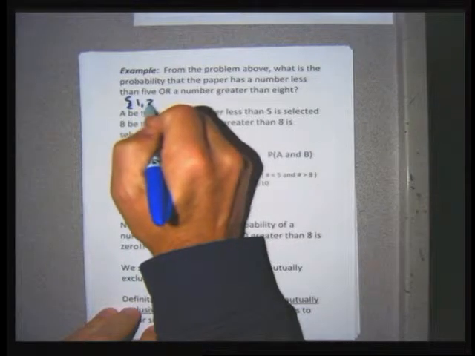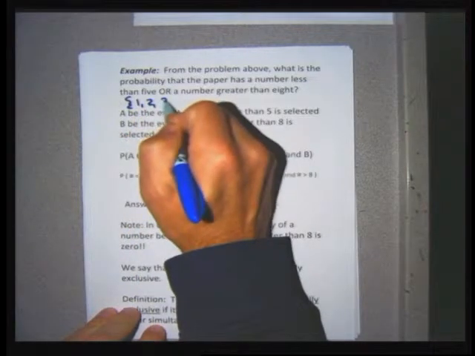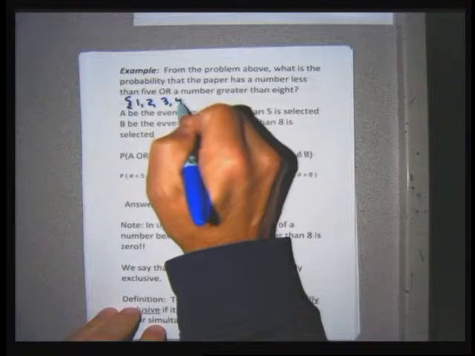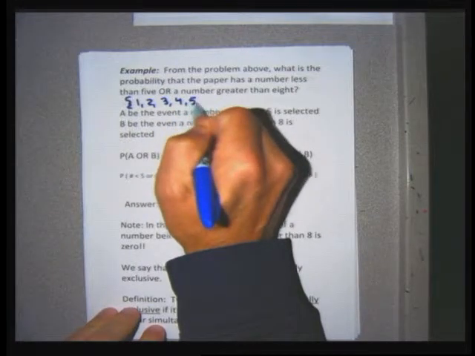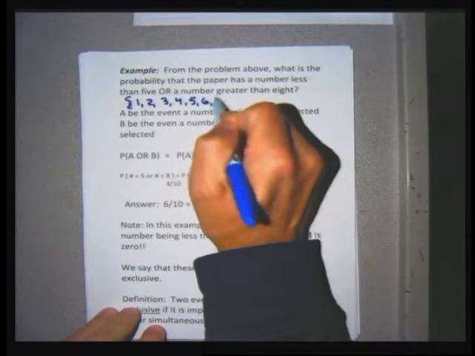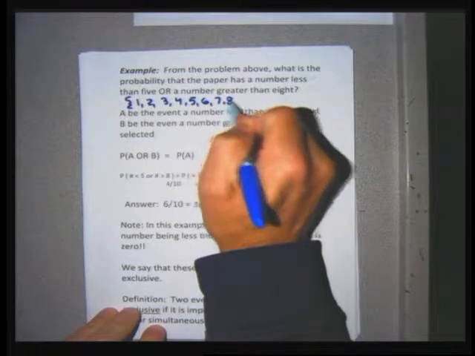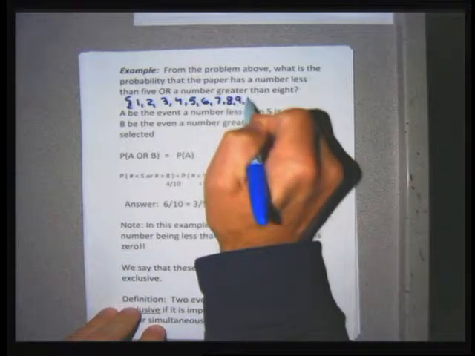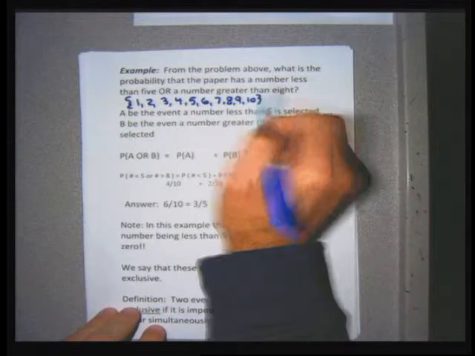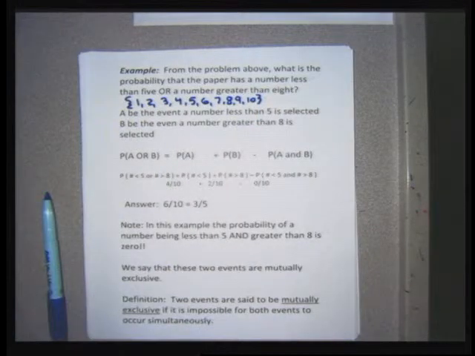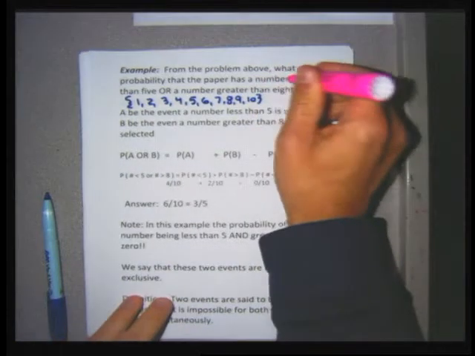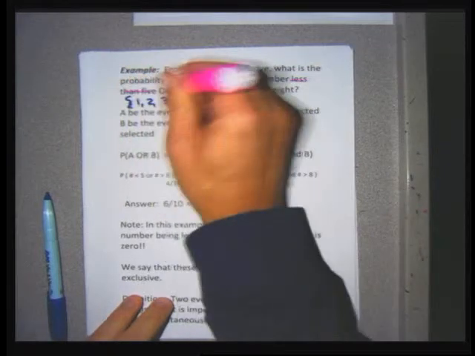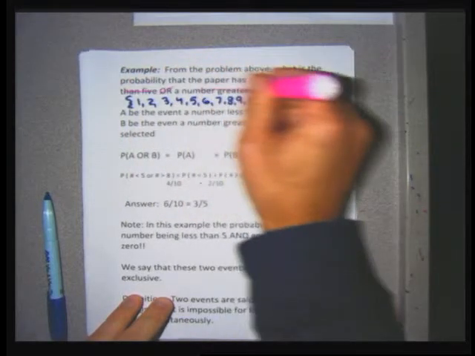So I'm going to reproduce this sample space. When I pull a number from that bucket, I can get any number between 1 and 10. They're all equally likely. I'm pulling one number from that bucket, and in this problem I'm trying to find the probability that I get a number less than 5 or a number greater than 8.